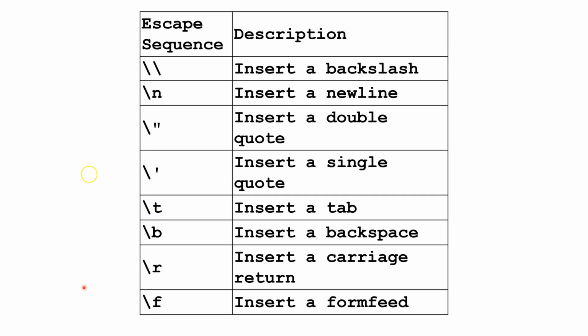Let's look at all the escape sequences in Java. Realistically, the only ones you're going to probably use are these first four. Insert a backslash, insert a new line, insert a double quote, and insert a single quote. And if you're studying for the AP Computer Science A exam, you only need to know these first three.